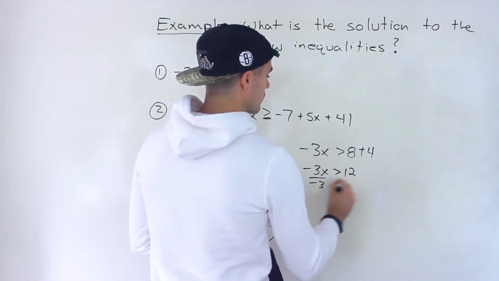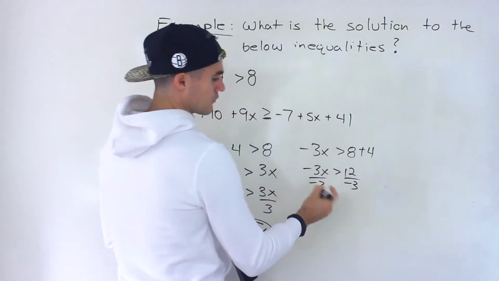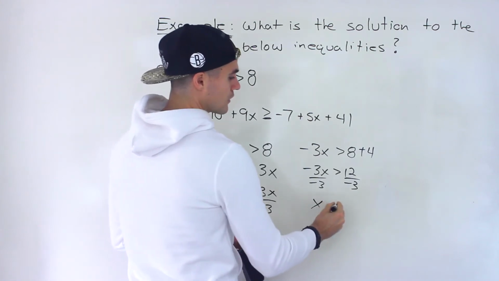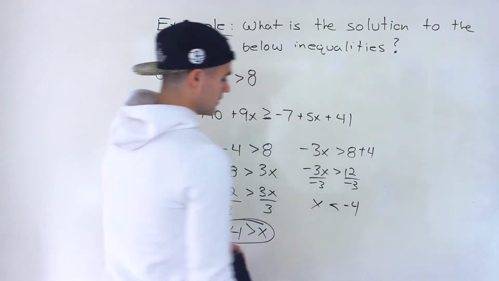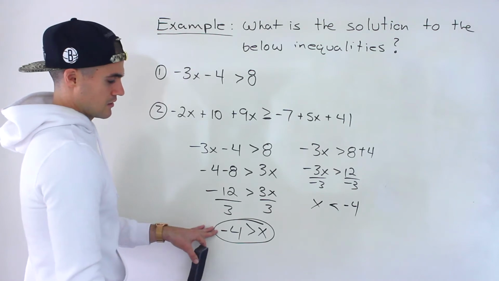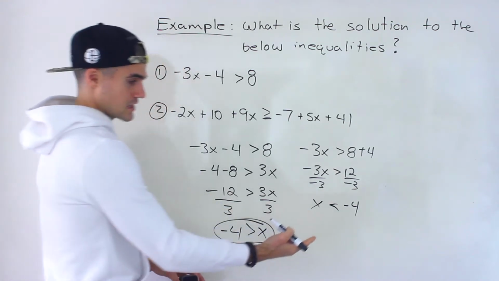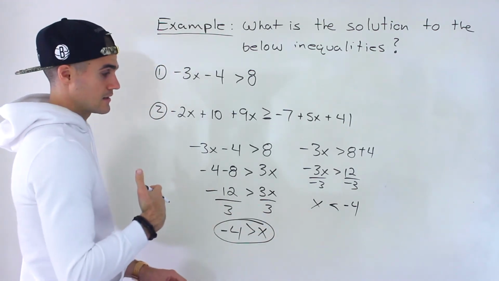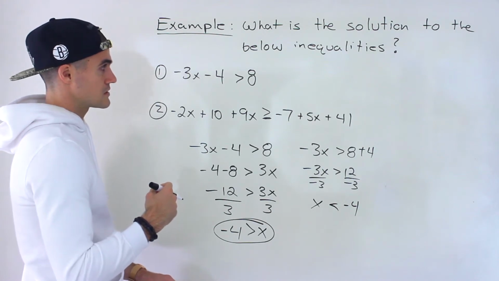Then when you divide by negative 3, because you're dividing by a negative, you got to flip that sign. And you'd end up with the same thing, right? This and this are the same thing. X is less than negative 4. So that would be the solution.